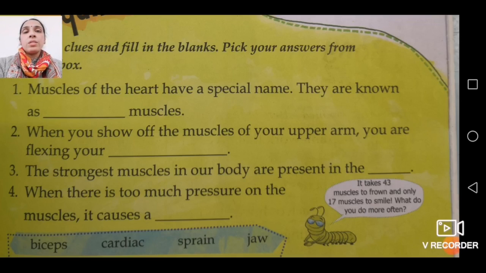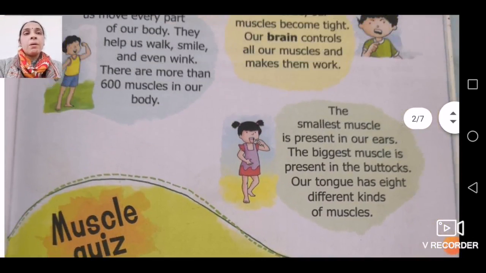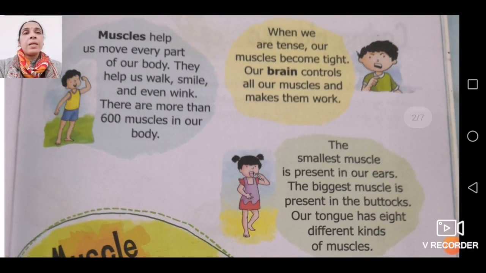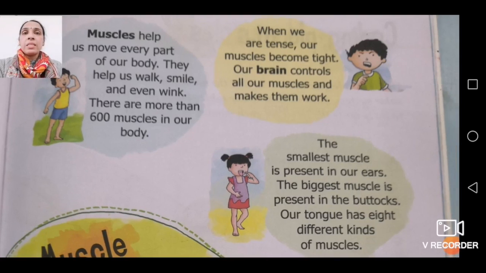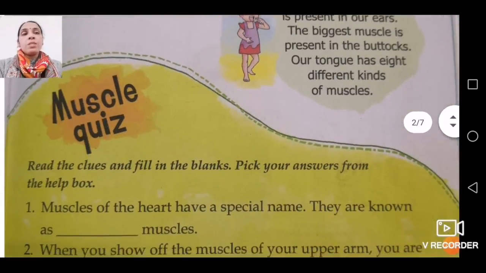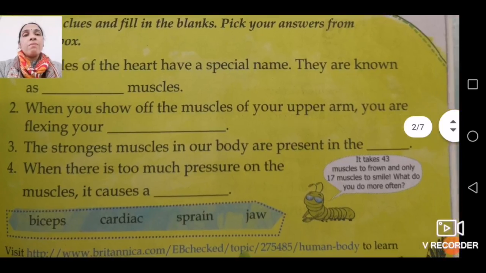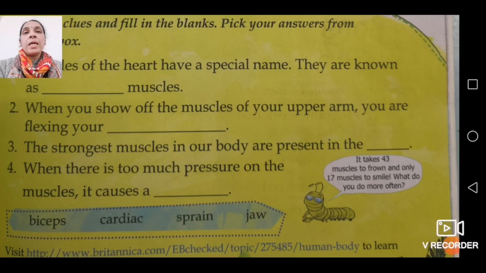Actually what happened, children, as we have done here, see this line, our brain controls all our muscles and makes them work, and that is considered in the case of sprain. Whenever there is a sprain due to too much pressure, it does not allow the muscles to move. Our brain does not allow the muscles to move.